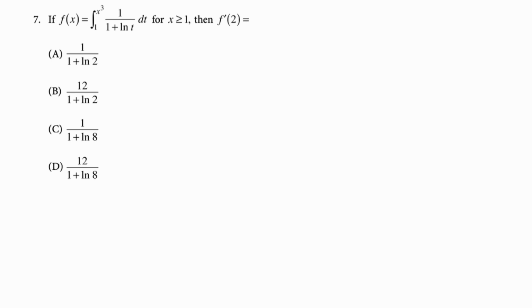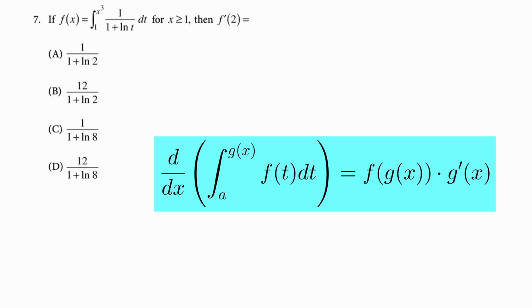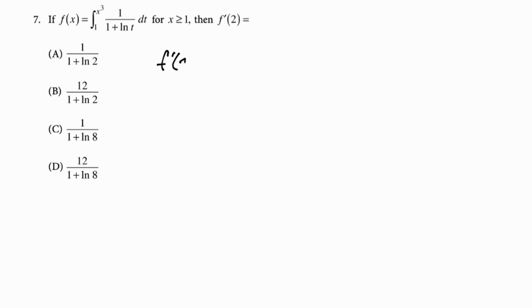This is going to be what in AP Calculus we call the second fundamental theorem of calculus. So what we're going to do is find f prime, which involves taking the upper bound, which is x cubed, and subbing it into the integrand. So everywhere you see a t, replace it with x cubed. So that'll be 1 over 1 plus natural log of x cubed times the derivative of the upper bound. So we need to multiply by the derivative of this. That's the chain rule in action, so times 3x squared.